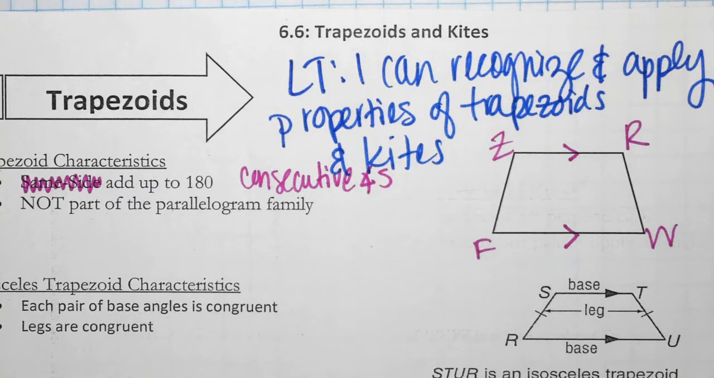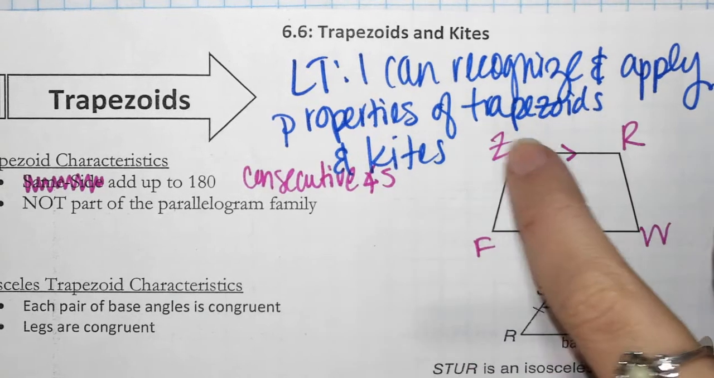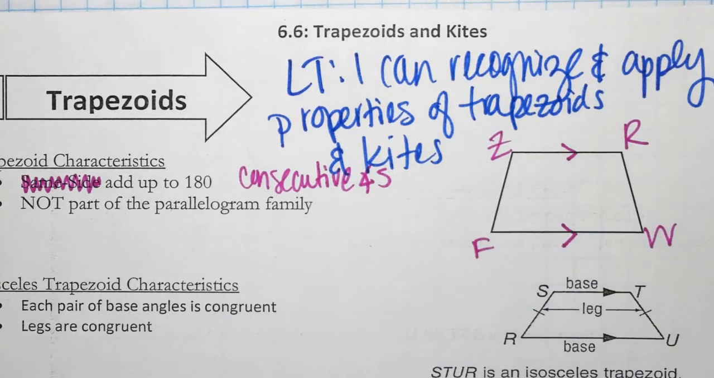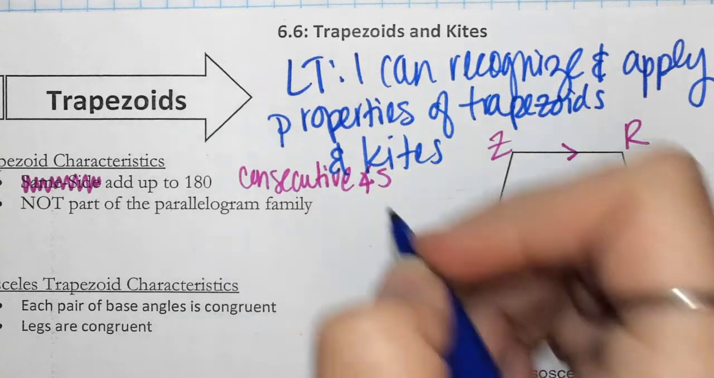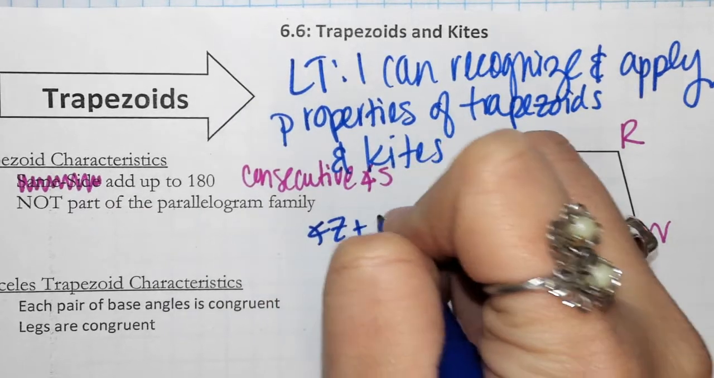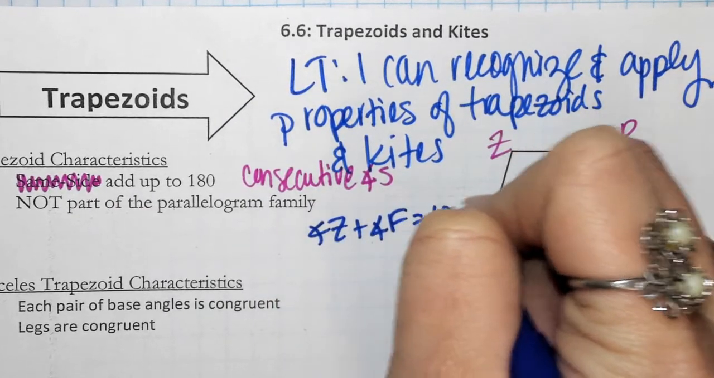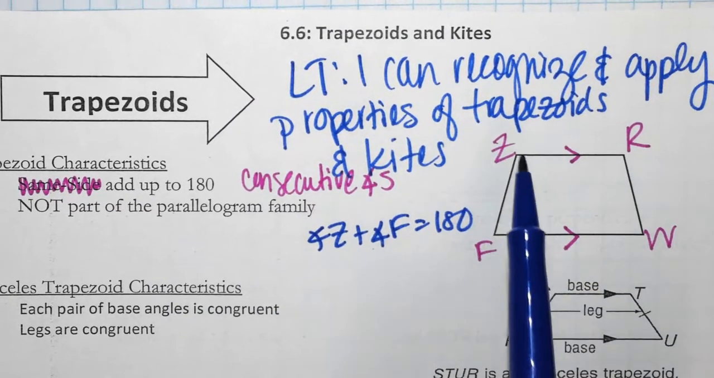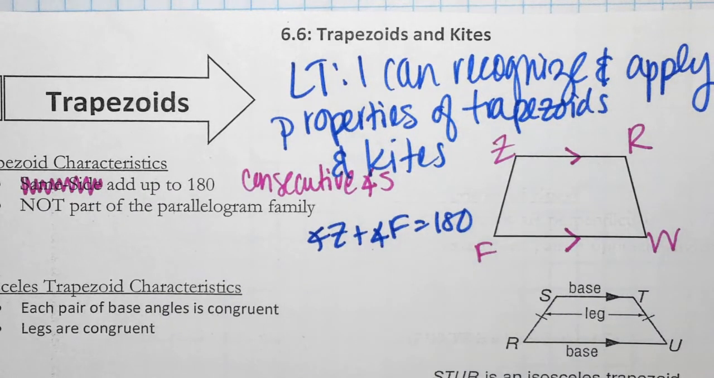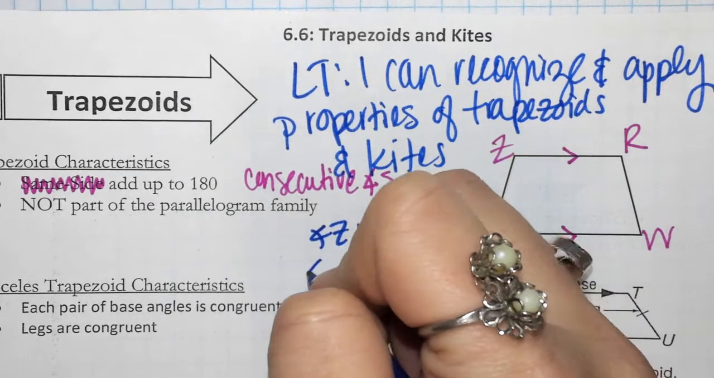All right, so this is our trapezoid. Consecutive angles add up to be 180. So that means like Z and F. Those two are the consecutive angles that would add up to be 180. What else could add up to be 180? Based on the fact that I said Z and F, what else? R and W.